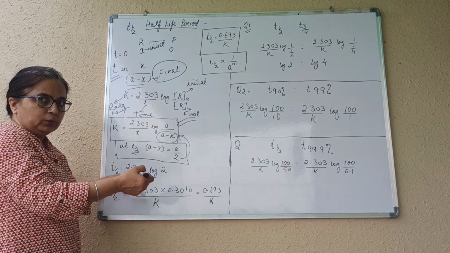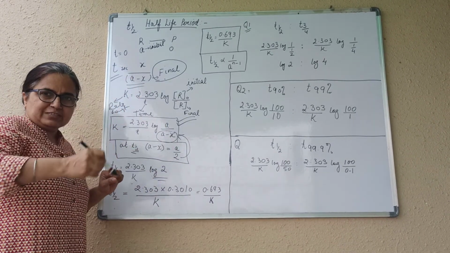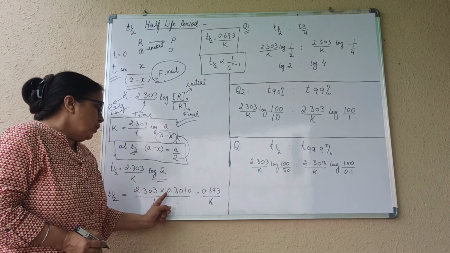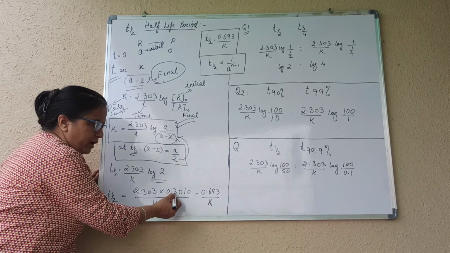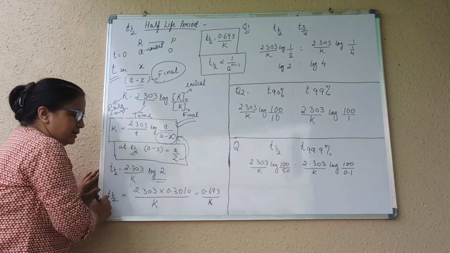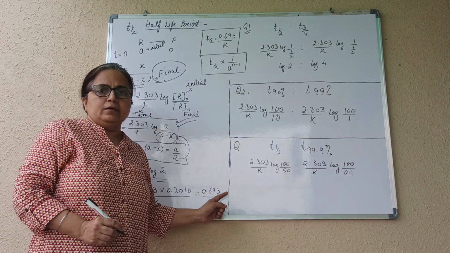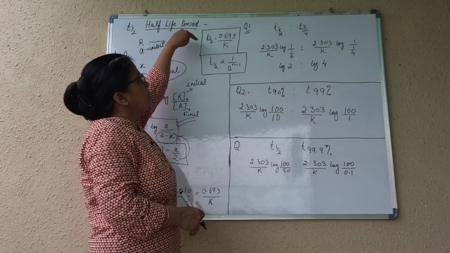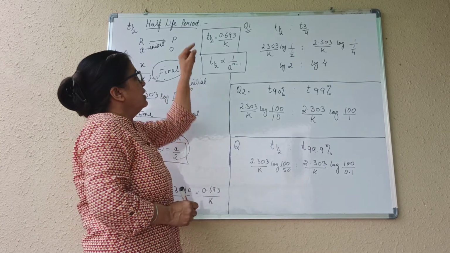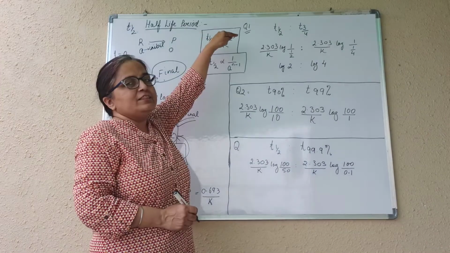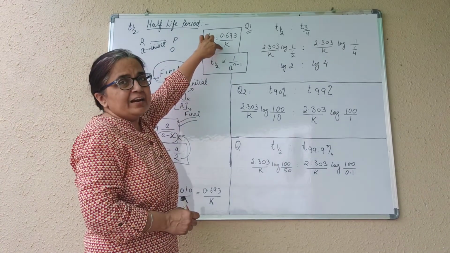Now if I do that, I will get t half is 2.303 by K log A by A by 2. What will that be equal to? Log 2 only. So log 2, if I see the value from the log table, I will get it as 0.3010. So 2.303 into 0.3010 by K, multiplied, we get 0.693. So I have now a final relation between t half and rate constant. Very important children, please make note of it. t half is 0.693 by K, where t half is half-life period and K is rate constant.